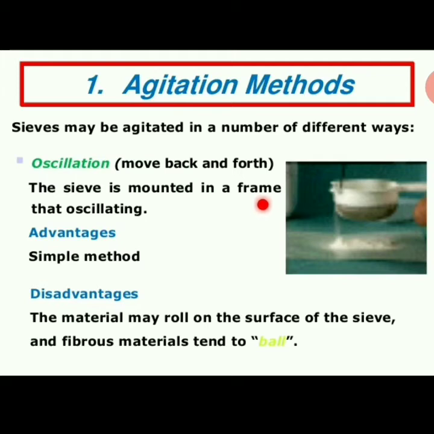Like that, here in the oscillation technique the sieve is mounted in a frame in such a way that it moves from back to front. That is reciprocal motion, and it is a very simple method, but the disadvantage is that the material may be rolled on the surface of the sieve.